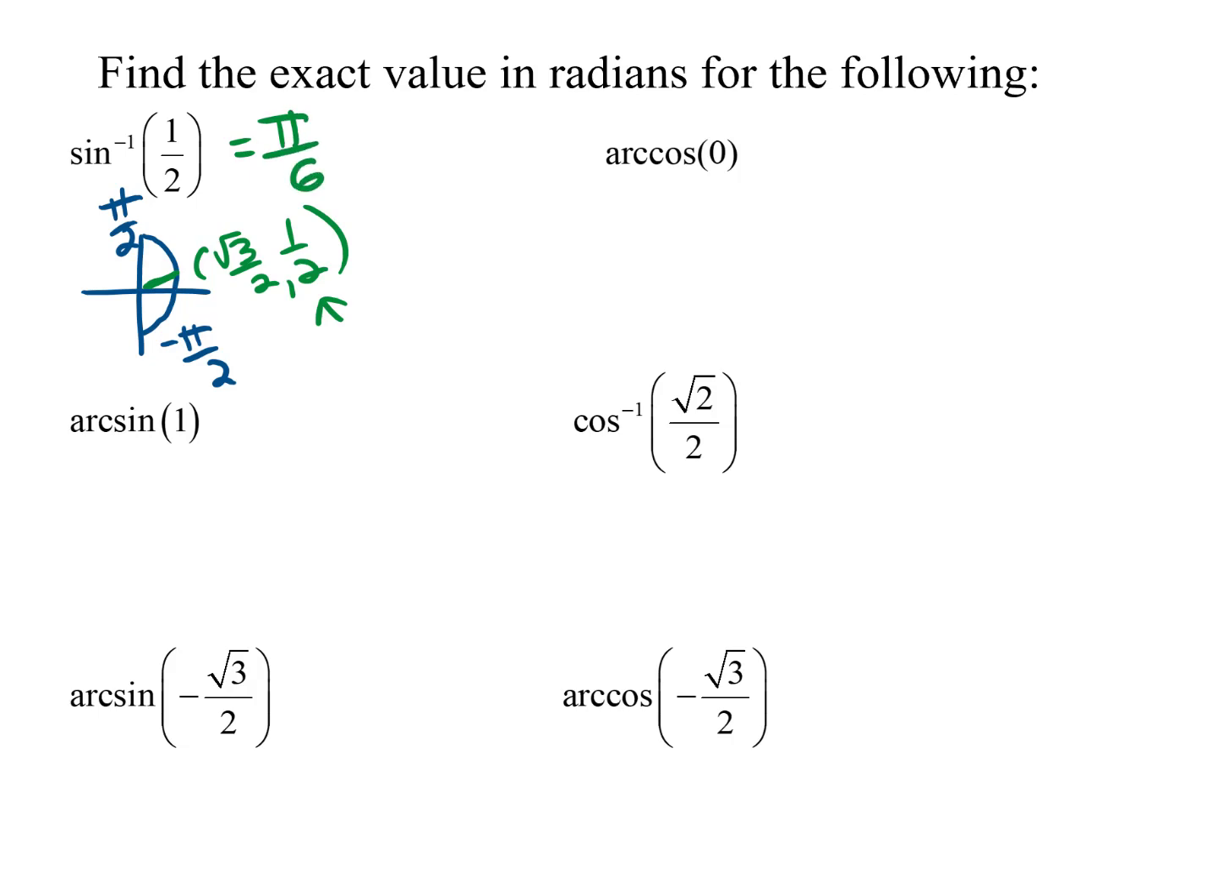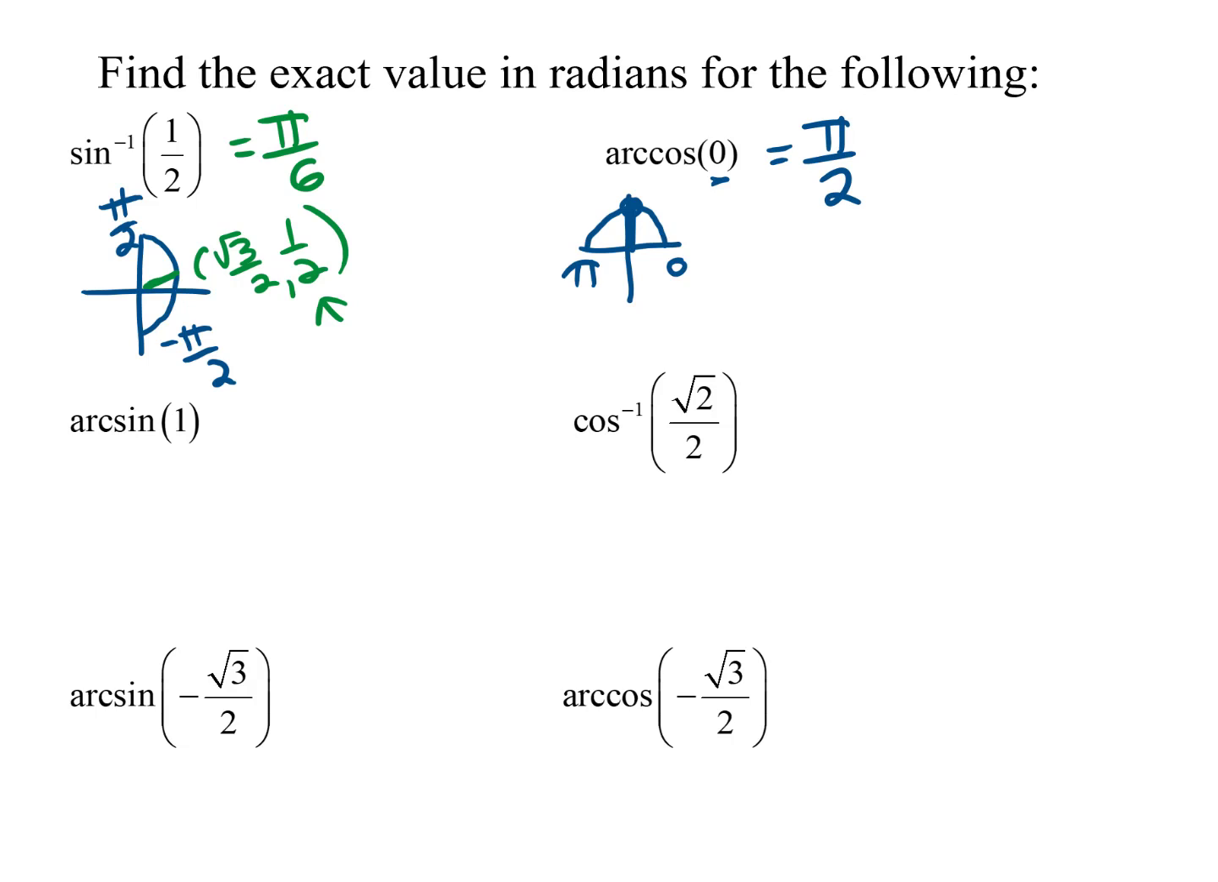All right, as we move over here, we have arc cosine of 0. So that's asking me where, and the cosine is restricted to the upper half of the circle from 0 to pi. When is the x value, or the cosine value, 0? And that would be right here. And so that would be at pi over 2.